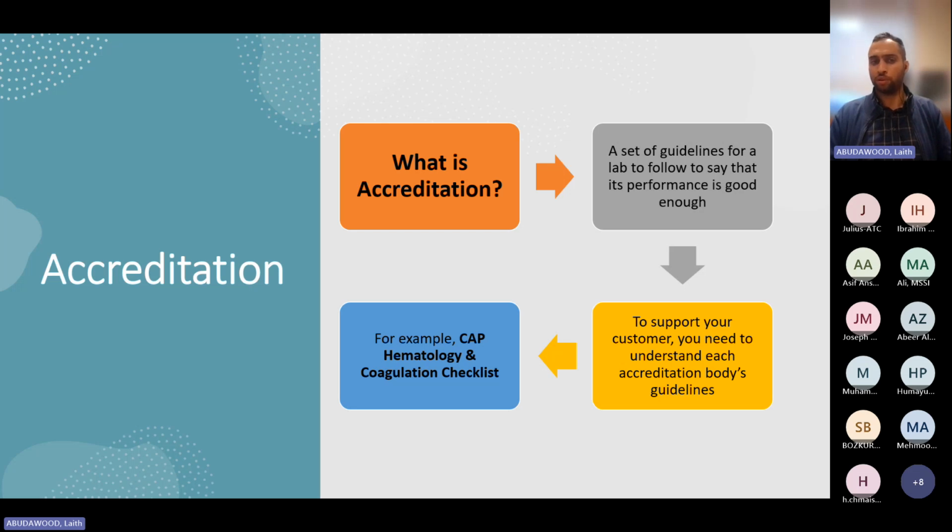You can also ask the customer for these guidelines. It's not restricted. You can take it from them. Or if the customer is following JCI, you can ask them, what are the guidelines? It's good for you to read, to understand what your customer is expected to do, because again, it will directly affect your work.